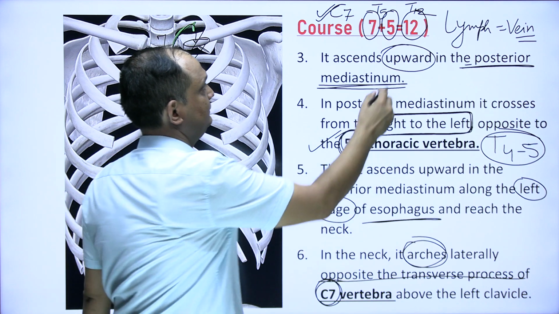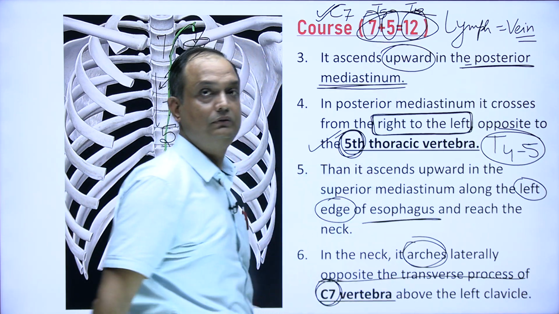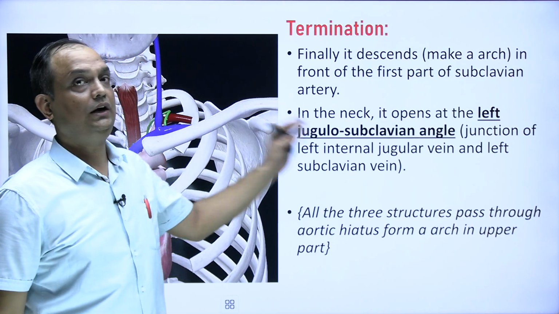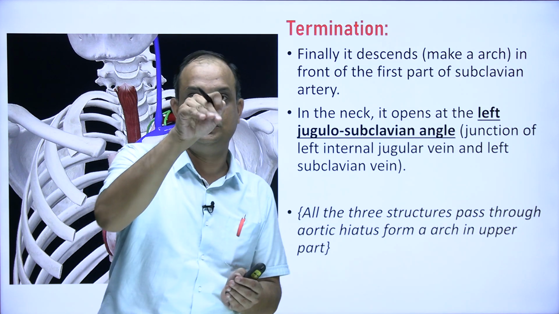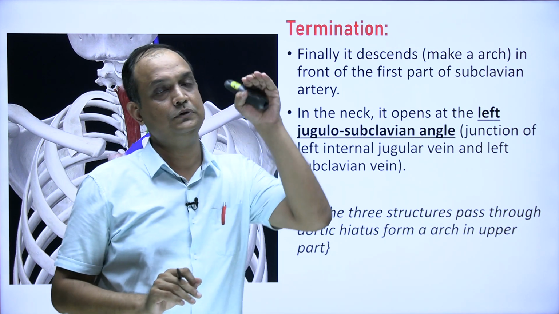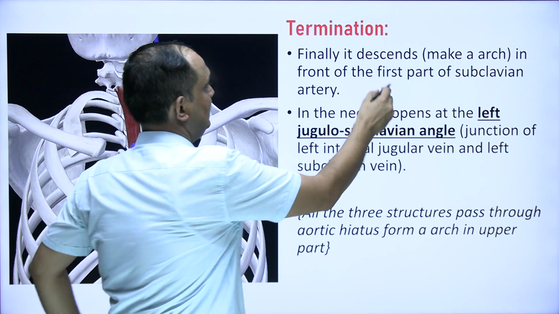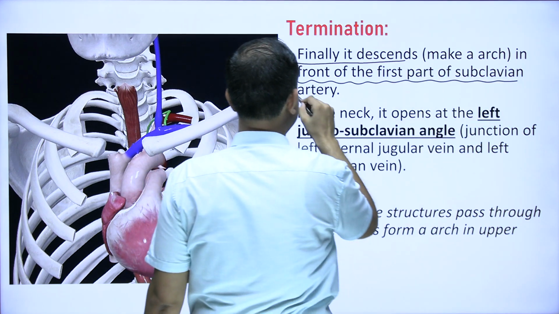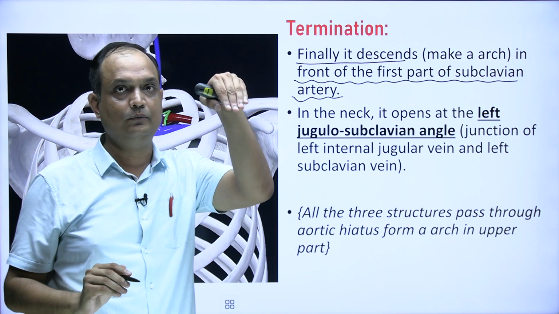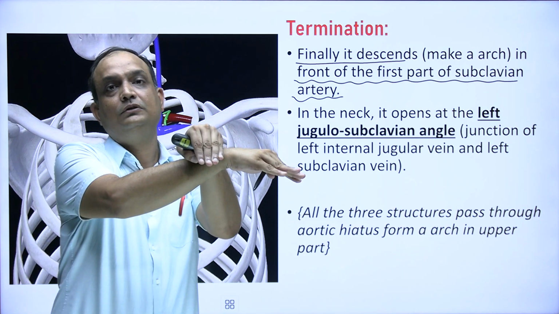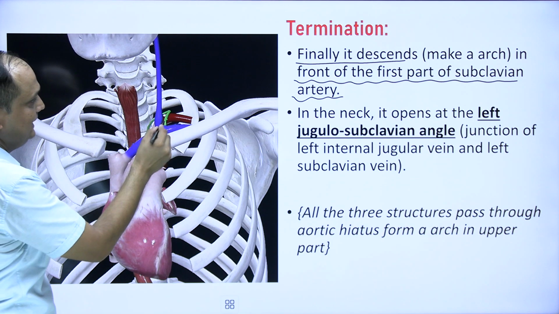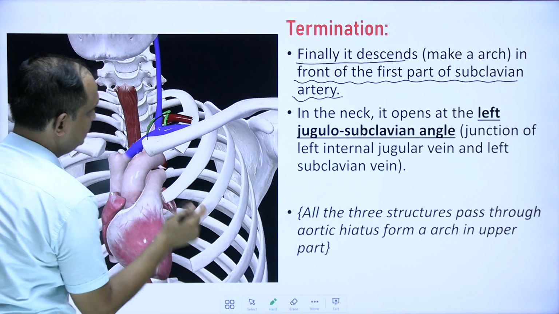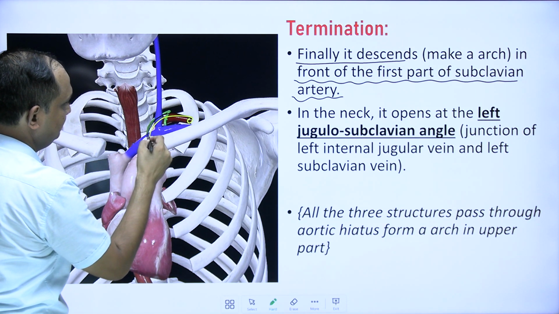Clear? So now it becomes easy that 7 plus 5 is equal to 12 when you are reading the course of the thoracic duct. So what is the termination now? Now this arch, when you see the arch going from posterior to anterior side, finally descends and lies on the front of the first part of the subclavian artery. Because when the arch is forming, below that you have the first part of the subclavian artery. Now in this image you can see that this is the first part of the subclavian artery and the duct is making an arch on this artery.